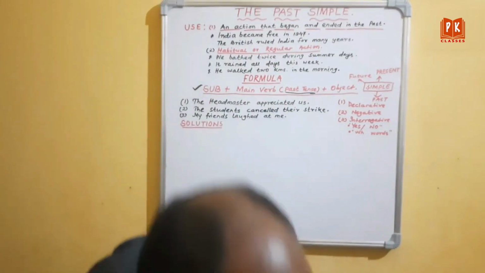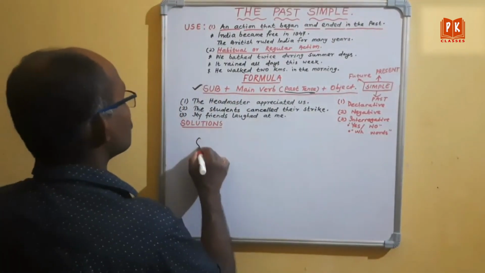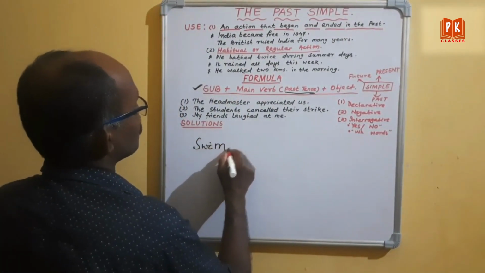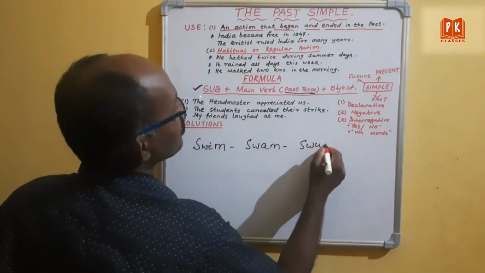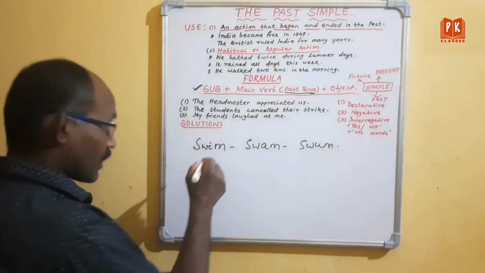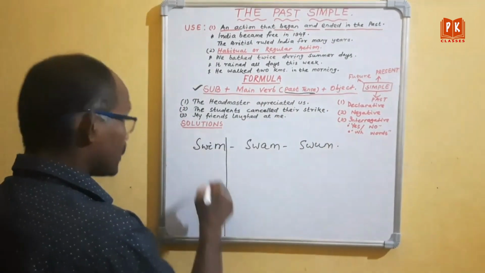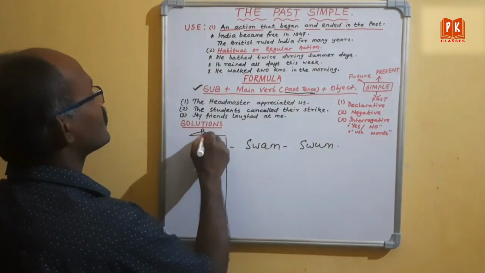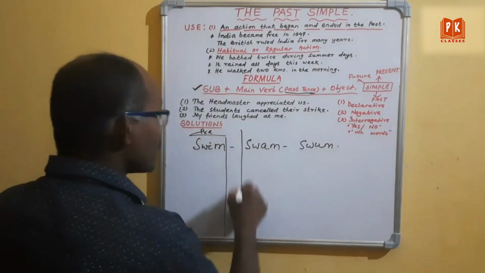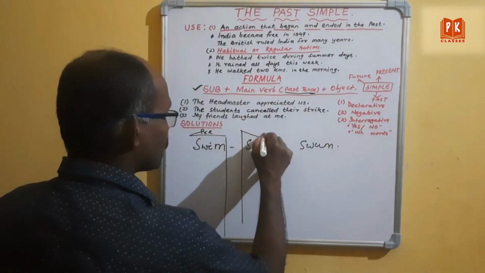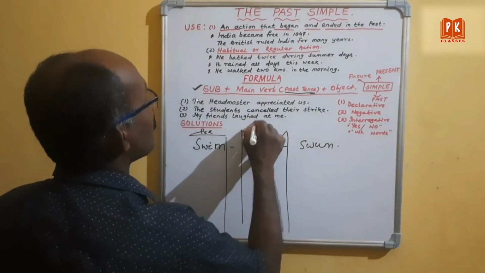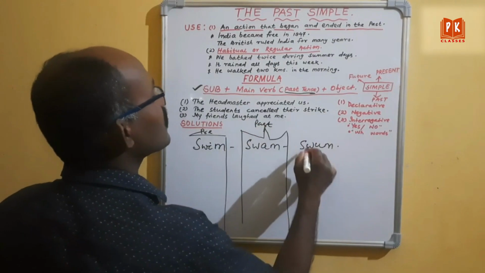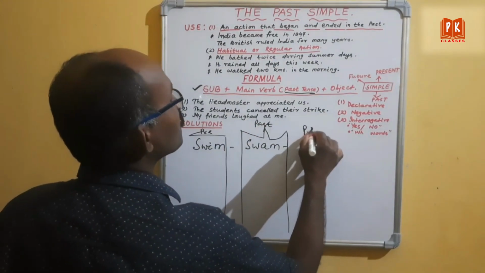Suppose, what am I telling? Suppose swim, swam, swum. Suppose this is the verb. This part is known as present. Only the middle part, swam, is known as past. And this part is known as the past participle form.